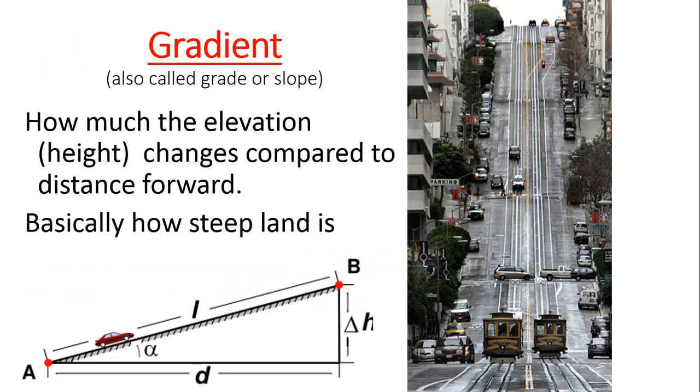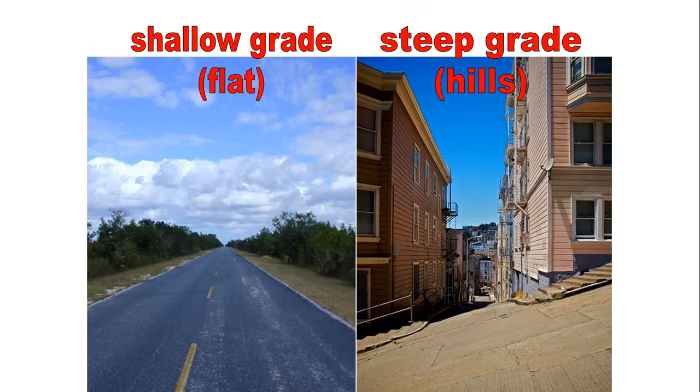That's what gradient is. That's basically how much does the elevation or the height change compared to how far you go forward. So in a nutshell, the most basic way to describe what gradient is steepness. How steep is the land? When the land is flat, it is said to have a shallow grade. That's what it means to be flat. It's not going up very much for every step you go forward. On the other hand, someplace that's hilly is said to have a steep grade. You go up a lot for every step that you go forward.